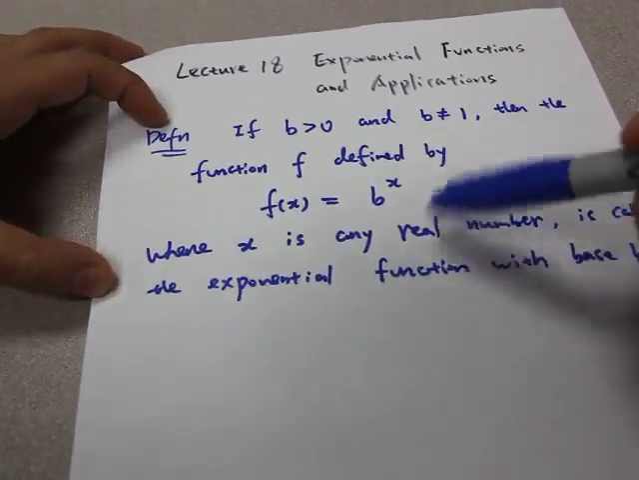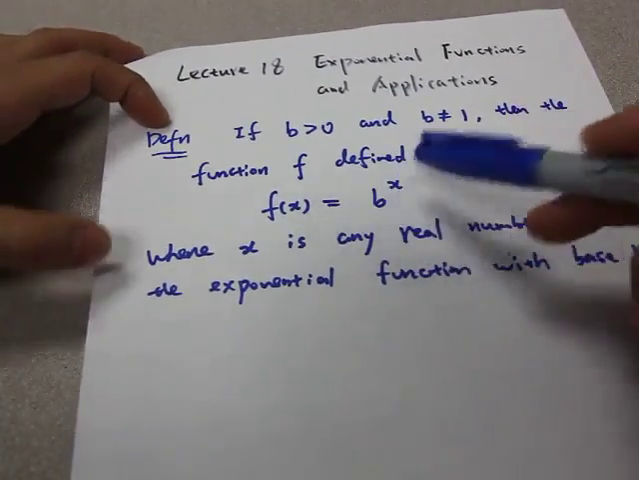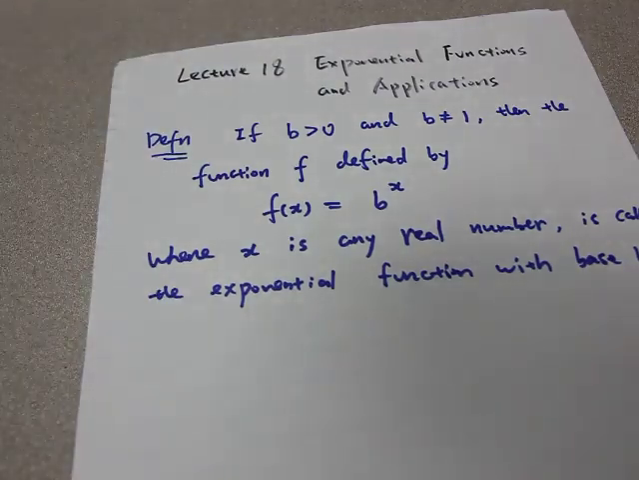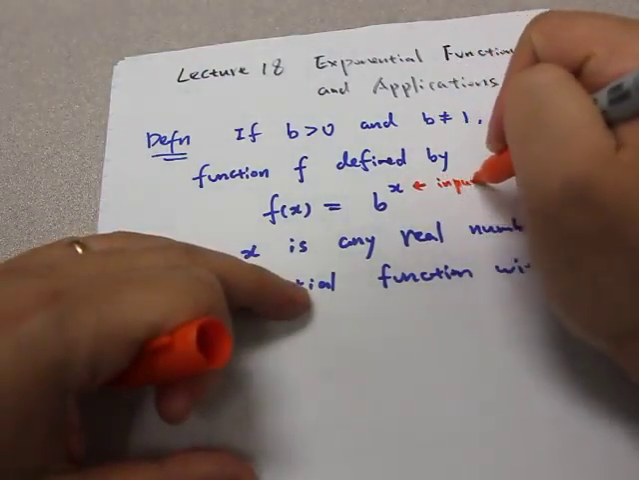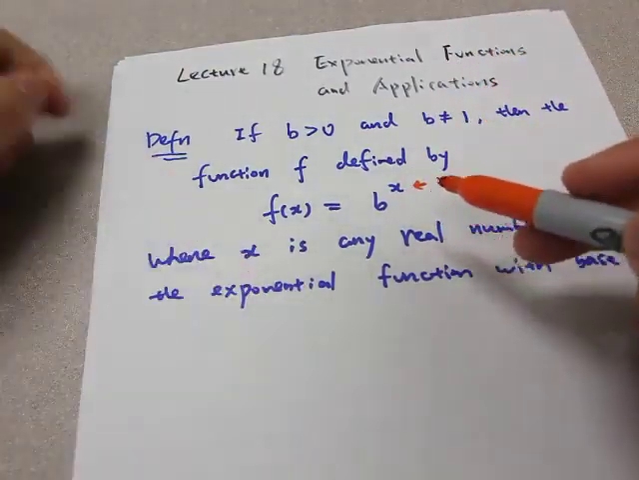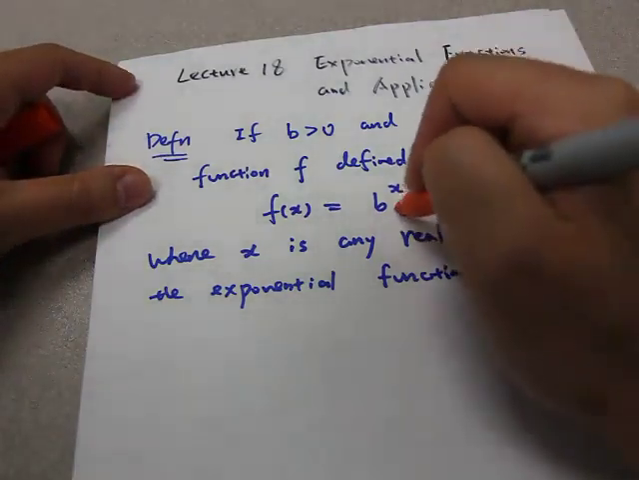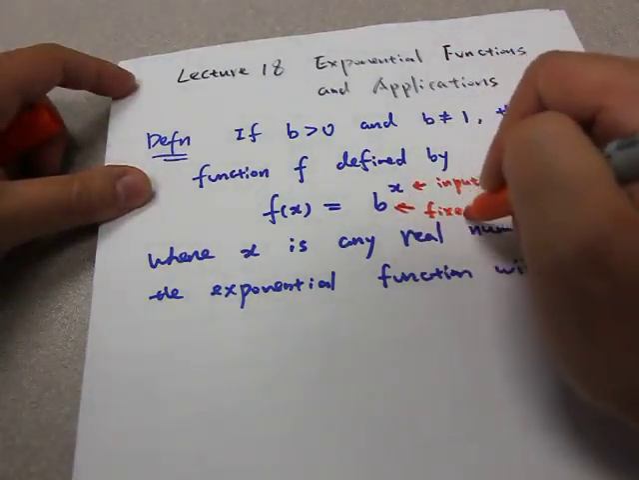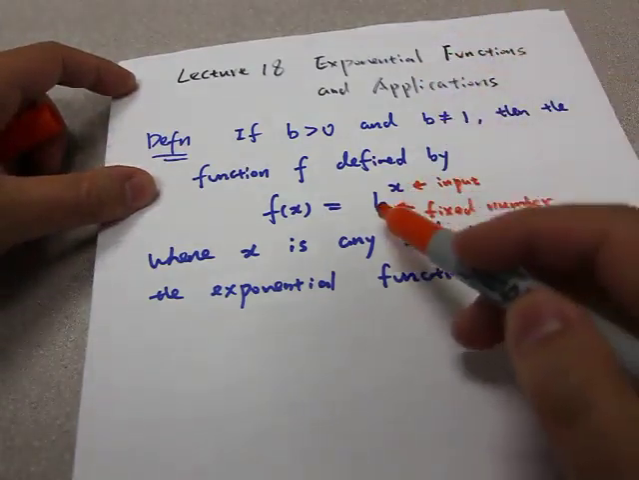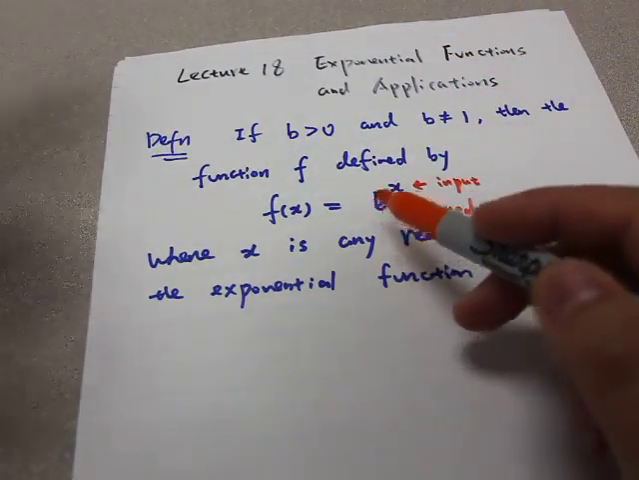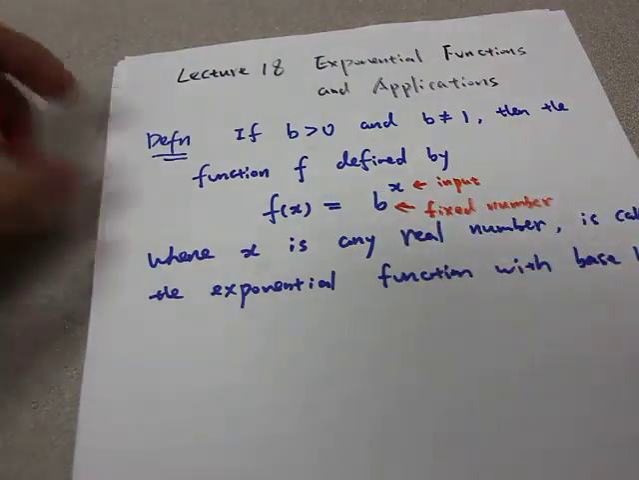Which means in this function, as I said, x is our input, and b is a fixed number. For each exponential function, there will be a fixed number b. So b is called the base.